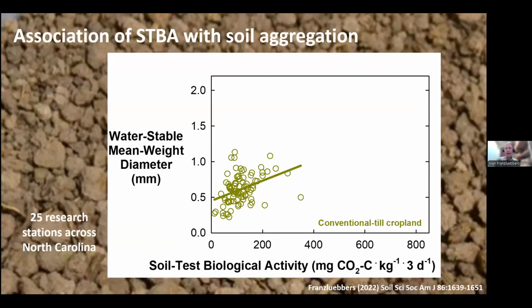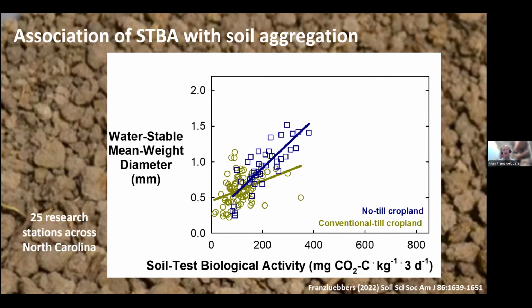Well, I wanted to not only focus on the yield response to nitrogen, because although that is very important, and many farmers tell me that's really good information, they want to know about it. But biological activity actually relates to other functions of soil, such as water stable mean weight diameter, and this would be just simply soil aggregation. In this case, there's somewhat of a weak relationship between aggregation and biological activity with conventional till cropland.